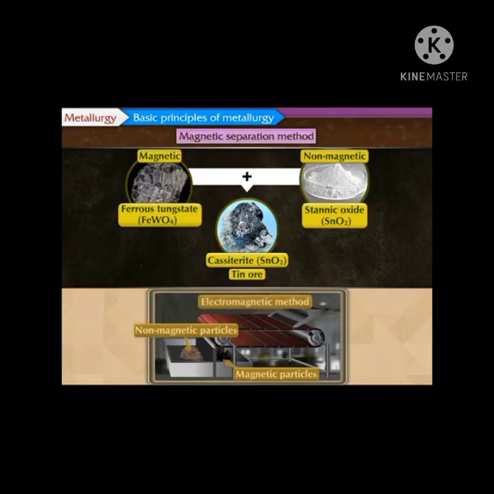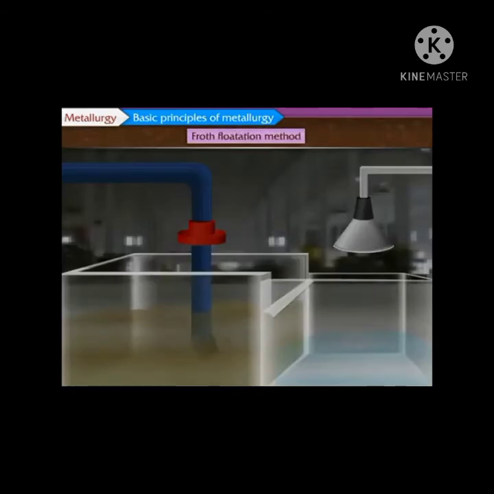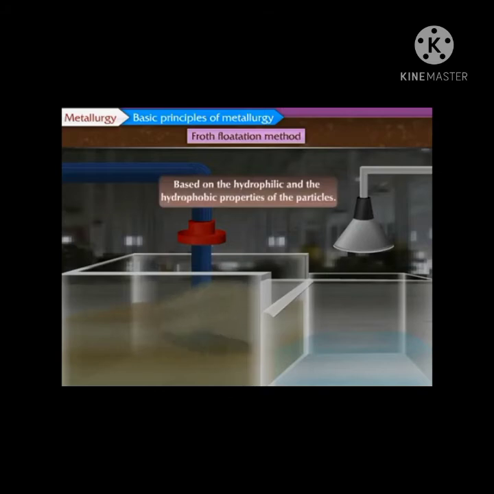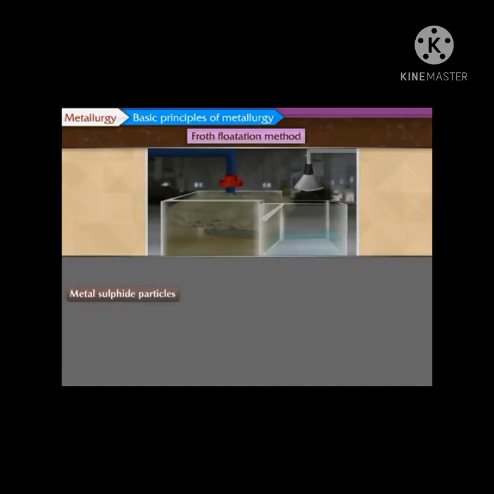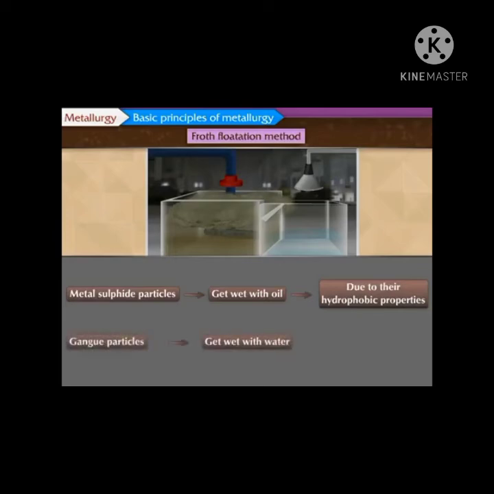The next method is the froth flotation method. Froth flotation method is based on the hydrophilic, that is the water-loving properties, and hydrophobic, that is water-repelling properties of the particles. This method is generally used for sulfide ores. The metal sulfide particles get wetted mainly with oil due to their hydrophobic properties, while the gangue particles get wetted with the water due to hydrophilic properties.